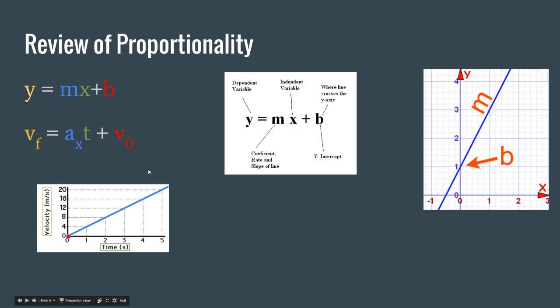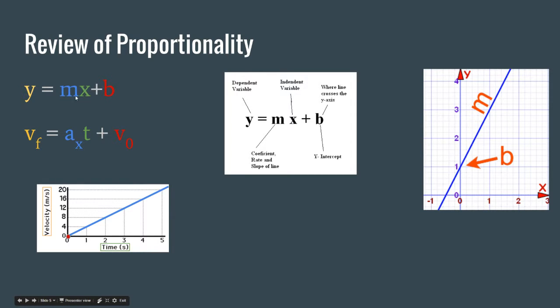Alright, here's a quick review of proportionality to be used for this graphing question. If we have a straight line, and you learned this in Algebra 2 and geometry, you know that y equals mx plus b, where y is the dependent variable, x is the independent variable, m is the slope, and b is the y-intercept, or the initial value in physics. And this is going to come in handy.